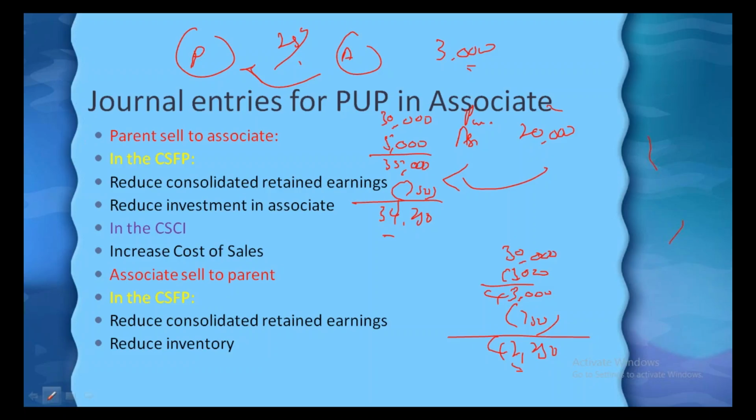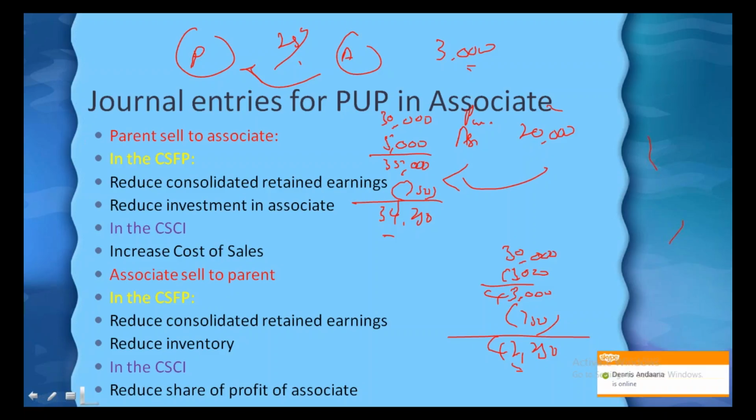Earlier we saw reduce your consolidated retained earnings and reduce your investment in associate when the parent sells to the associate. But when the associate sells to the parent, you don't reduce the investment in associate, you reduce the consolidated retained earnings and you reduce the inventory. So when we are looking at some numbers, we will see this thing working very well. In the consolidated statement of comprehensive income, reduce your share of profit of associate. So we will show a profit from associate of 5,000, but remove 750 and show only 4,250 in the consolidated statement, not in the single entity, not in the A company books, not in the P company books, but when you are preparing what we call the consolidated financial statements, that adjustment will be done at that point.